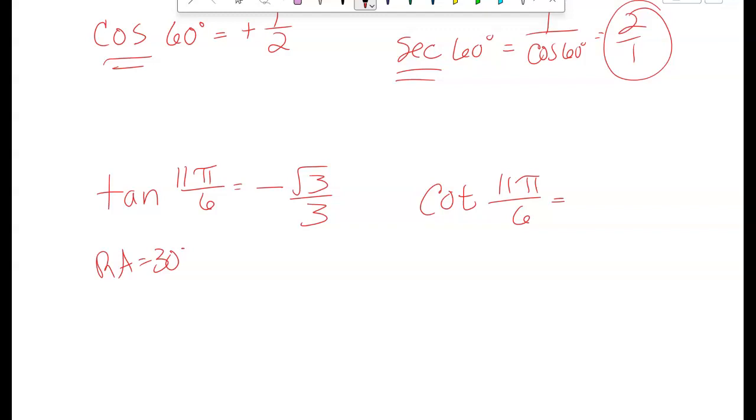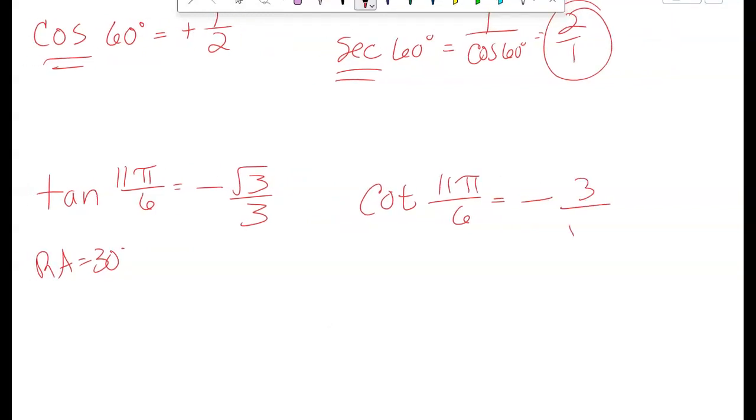Just finish with the rationalizing. Just rationalize it, otherwise you'd be good. Guys, if tangent's negative, what does cotangent have to be? Negative. Negative, and you're right. Those of you who said this, beautiful.